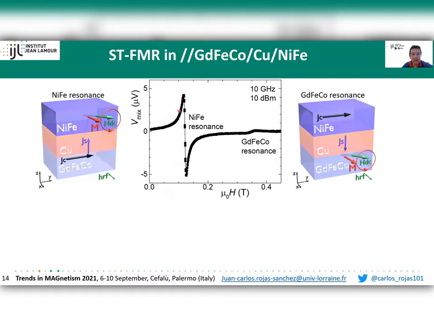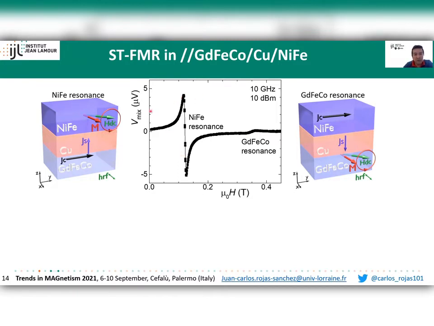And we can see here two ferromagnetic resonance lines. The low field one corresponds to permalloy, and the higher field one corresponds to gallium iron cobalt. This is for 10 gigahertz. It is not difficult to identify each one, either by the position, the value of the resonance field, and also the linewidth. We can see here that this linewidth is much higher than this one.